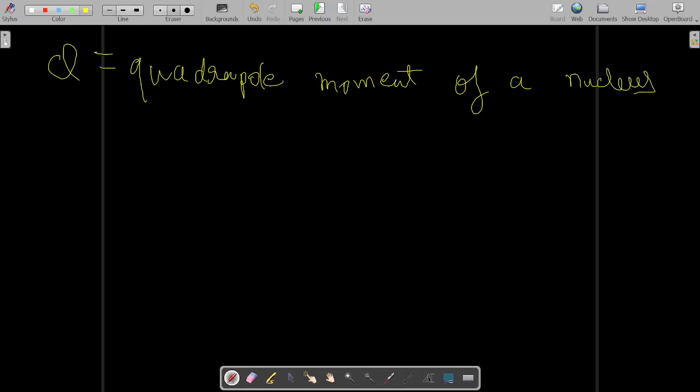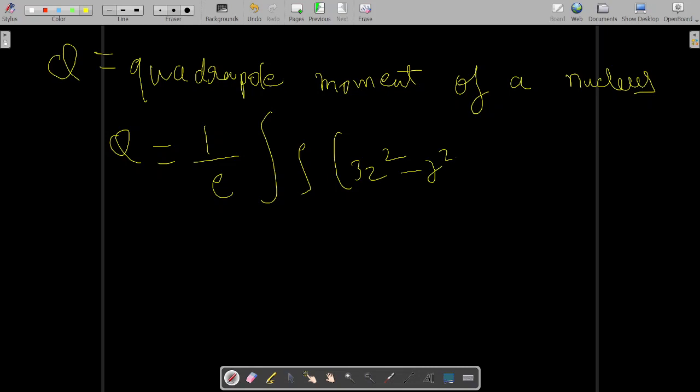So how is it represented? It is represented like this: 1 upon e, integration of rho (3z square minus r square) d tau. So this is the quadrupole moment of the nucleus.